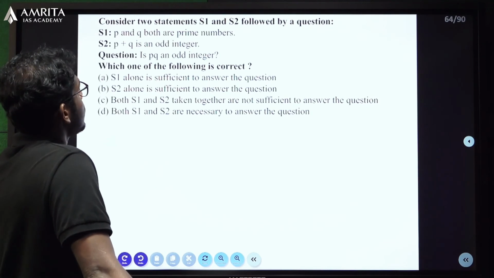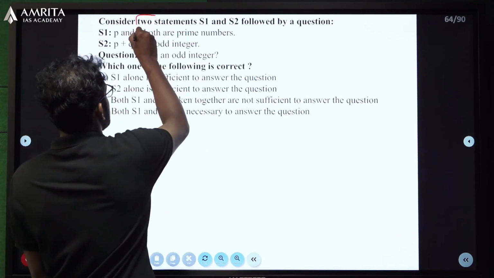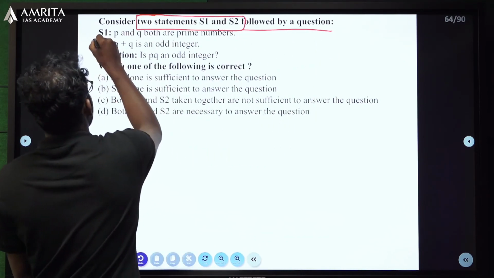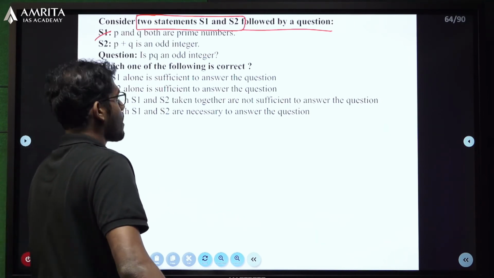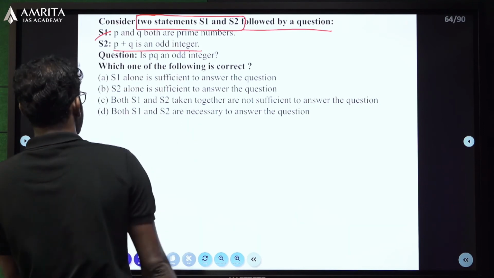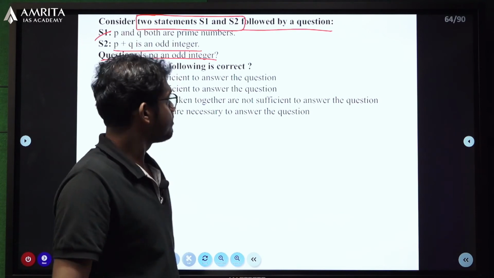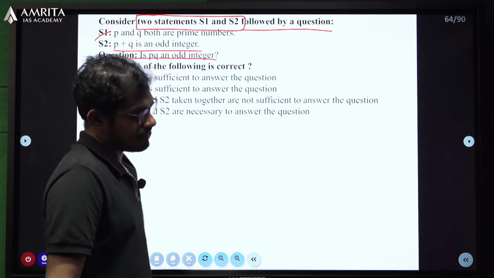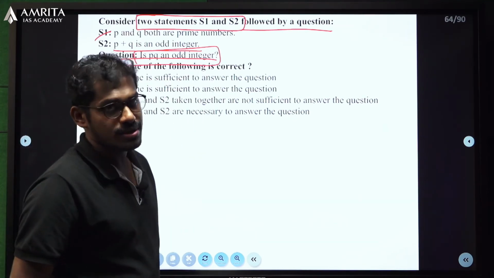Next question. Consider two statements S1 and S2, followed by a question. First statement: P and Q both are prime numbers. Second statement: P plus Q is an odd integer. The question is, is PQ an odd integer? Whether PQ is an odd integer.